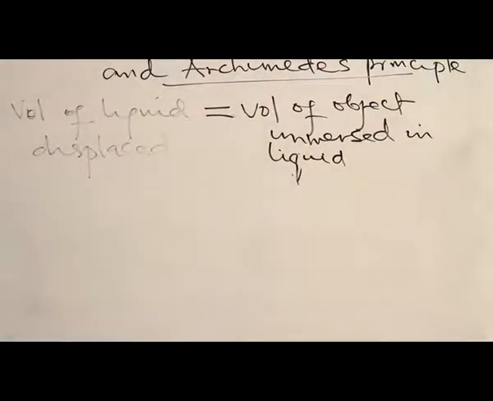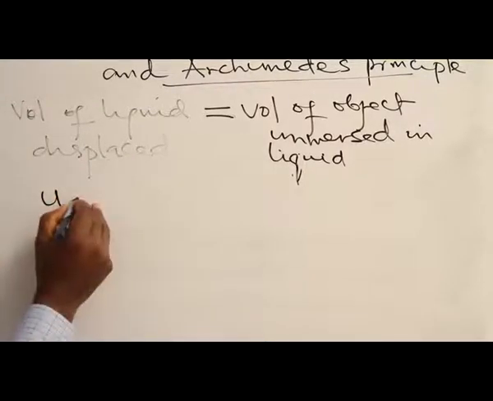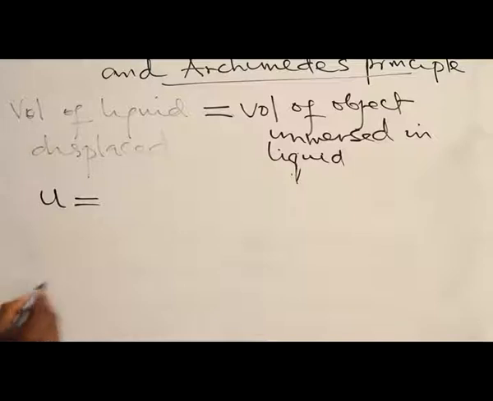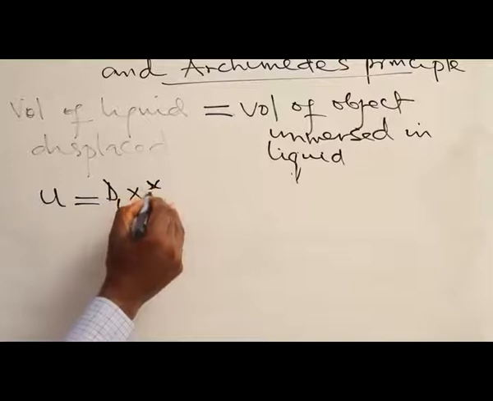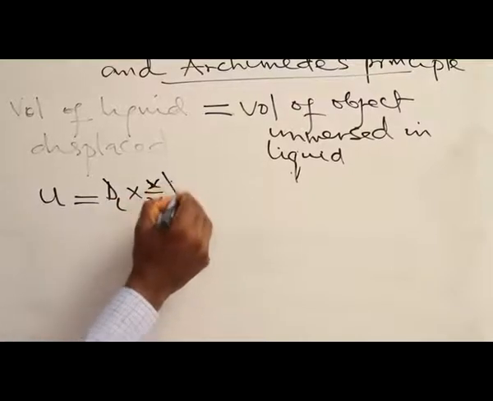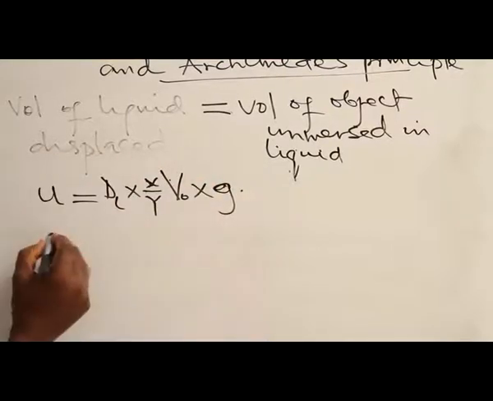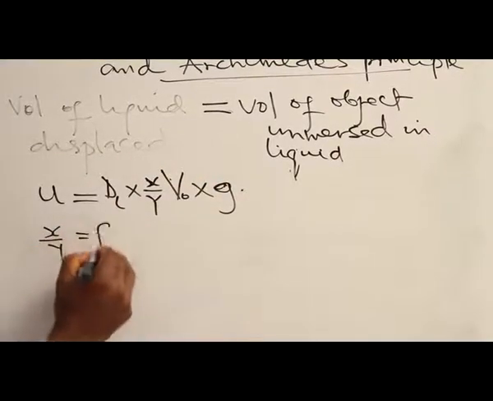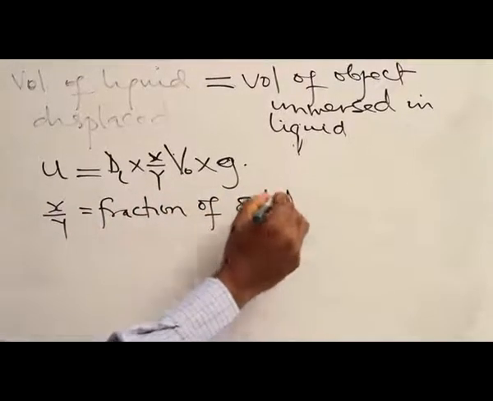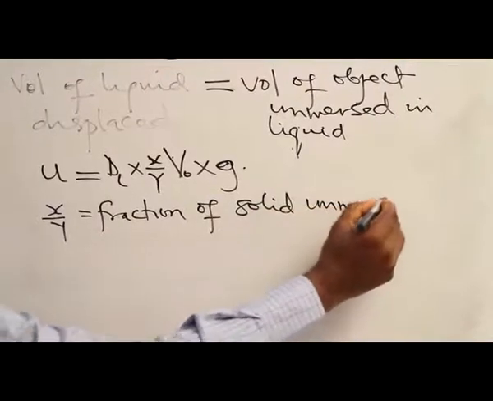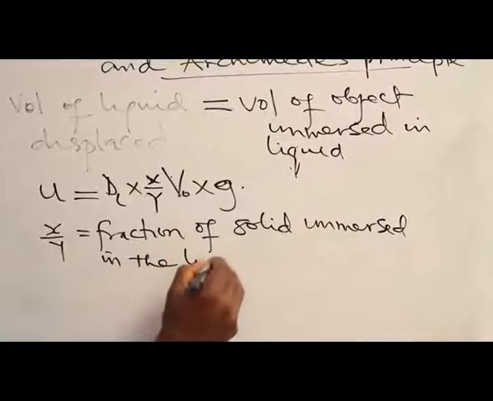So in place of volume of liquid displaced, I can say for fractional immersion, upthrust equals density of liquid times x over y of volume of object times acceleration due to gravity. I'll say x over y represents the fraction of the solid immersed in the liquid or in the gas.